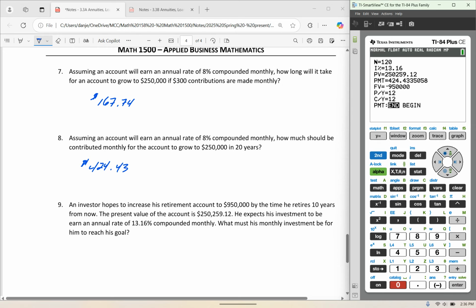Okay, 12 times 10 is 120 months. So 10 years from now, assuming he can keep getting that 13.16% interest, his current investment of $250,259, he wants it to increase to $950,000. So he's got to make monthly payments. How much? That's not bad. $95.69 per month will help him accomplish his goal. Notice that $700,000 is not just from the monthly investments, it's also from the growth of the current investment he's got growing.